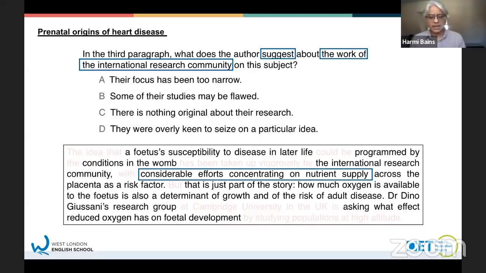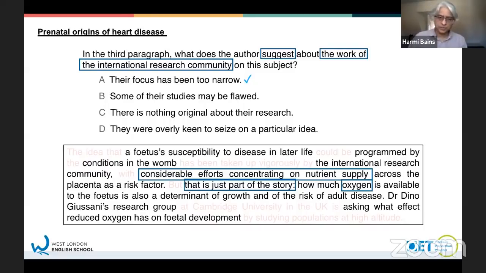Okay. So like I said before, the work of the international research community, that's really what it was asking you about. And you can see here, they focused on nutrient supply. But the author's telling you, well, it's only half the story. There's a lot more to it. And they focused on oxygen as well. So what you can infer is that the focus of their research has been too narrow. Again, you're inferring here, the writer doesn't actually say that. The writer doesn't say that the international research community's work is too narrow. But that's kind of what the writer is saying, they just don't say it. So you've got to infer, you've got to try and understand what's being implied here. And also as you go through the answer options, you'll notice that all of them are slightly inaccurate as well.